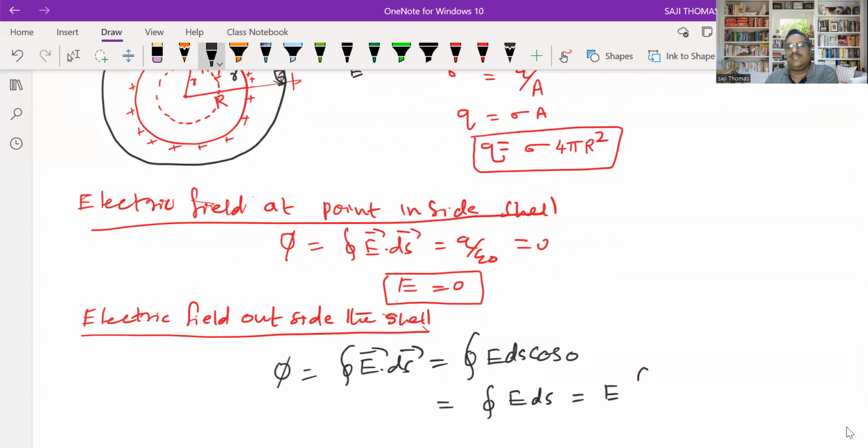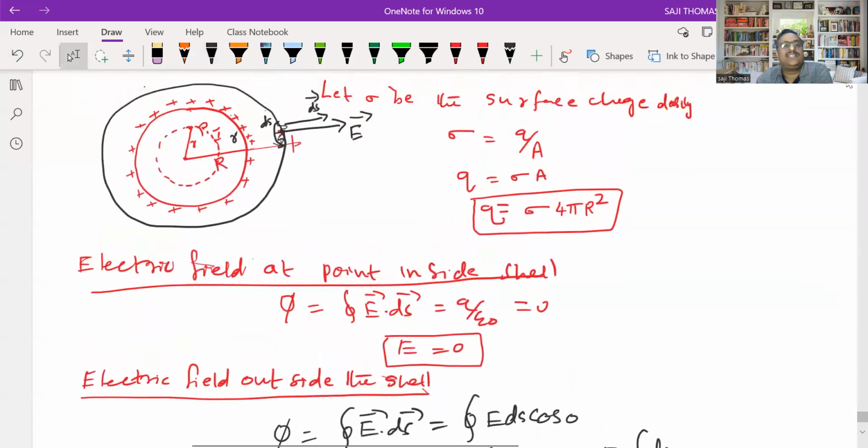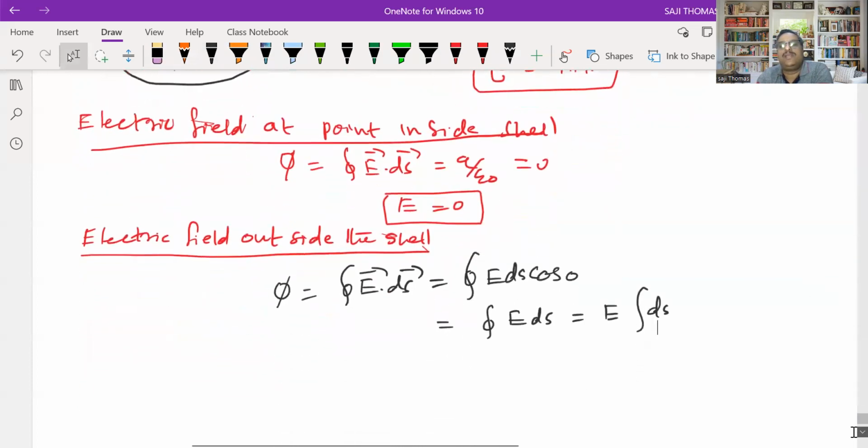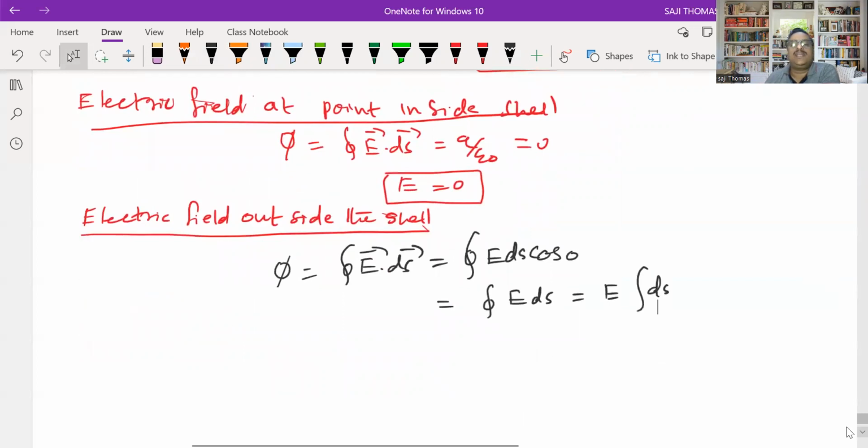E is constant, integral ds. See, what is this integral ds? See, children, you can see ds is a small area on the Gaussian surface. When you integrate that small area, what you will get? The full surface area of the sphere. So what is the surface area of a sphere? 4 pi r square, right? But here r is small r. Integral ds is 4 pi small r square. Small r is the radius of the Gaussian surface.